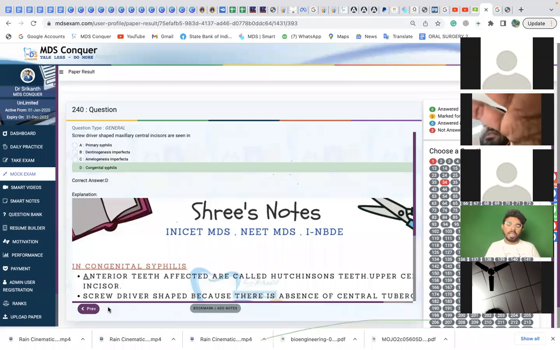90% of the people, even if you haven't started the preparation, even if you're about to start the preparation, this is how it works. This question paper requires a minimum of 160 plus to be in the 500 list. If you want to be in the 500, this question paper requires 160 plus, because the questions are within our zones. It is very easy. Screwed eye shape, maxillary central incisors. You should not go wrong in this question, because everyone knows that it's congenital syphilis.